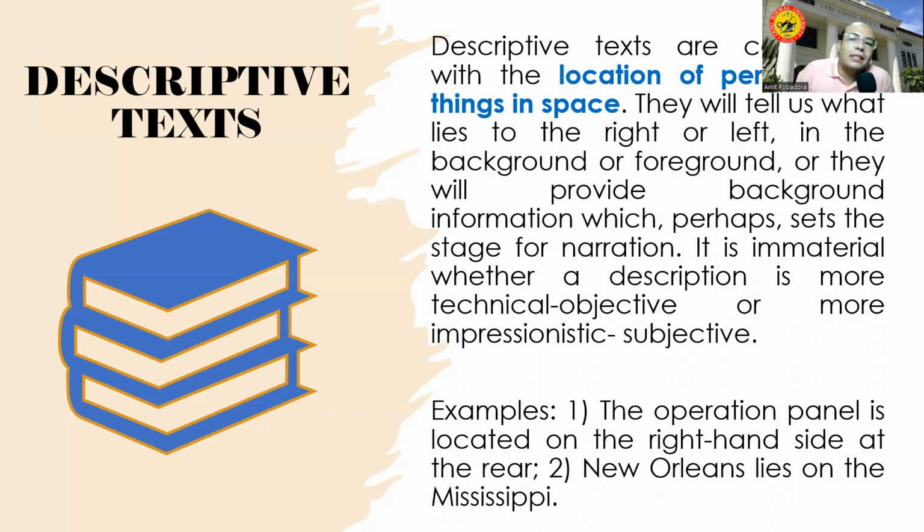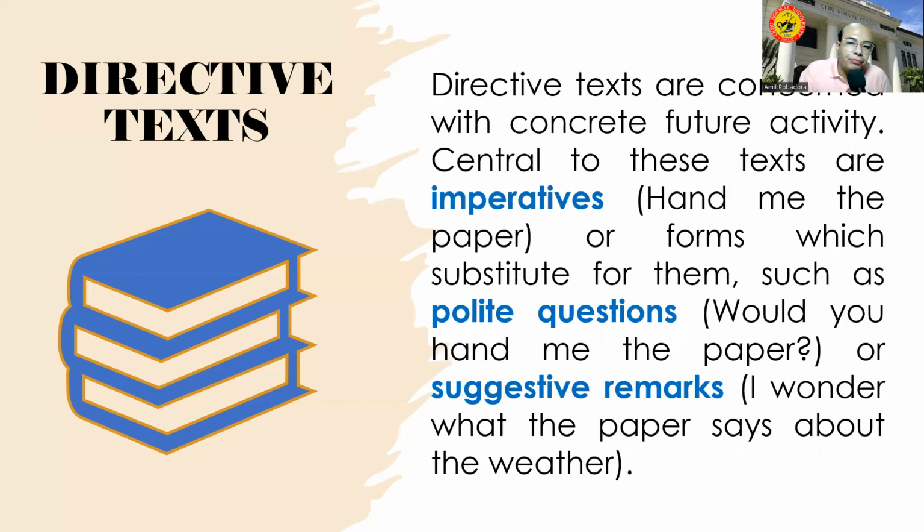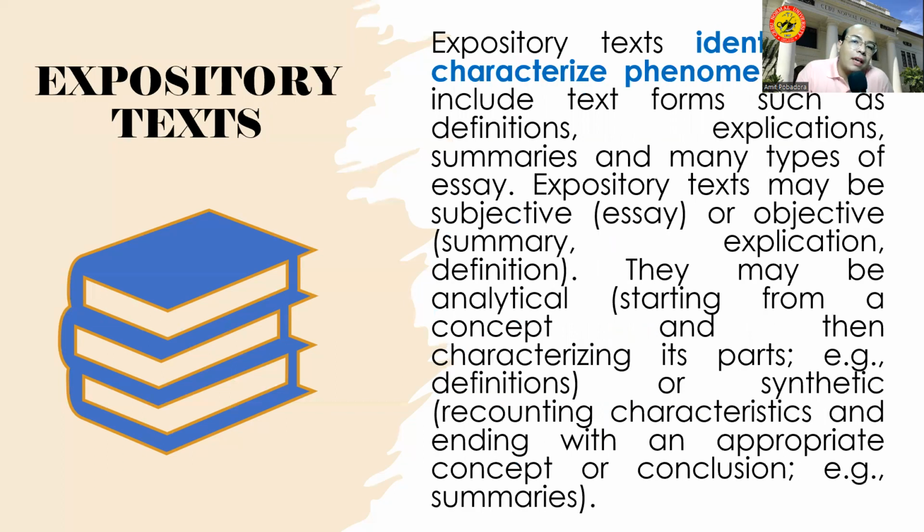Locations of persons and things in space are being considered here. It provides background, foreground, and different kinds of information for the text to be descriptive, just for us to generate an image in our minds. Directive texts are concerned with concrete future activity. These are concerned with imperatives, meaning giving commands. And also, these are forms of substitute for polite questions and suggestive remarks. So these are examples of directive text.